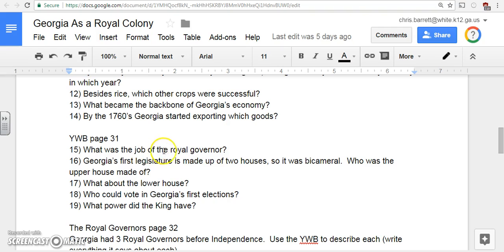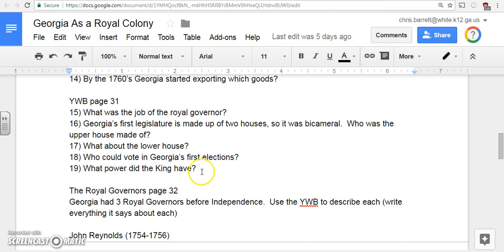Then we get into the royal governors. Georgia's first legislature was made up of 2 houses, a lower house and an upper house. The king had all the powers. Who could vote? You had to have 50 acres of land and be a white male to be able to vote. Who could be a member of this lower house? You had to have 500 acres of land to be a white male. And so we talked about how things were kind of unfair to the average normal citizen.